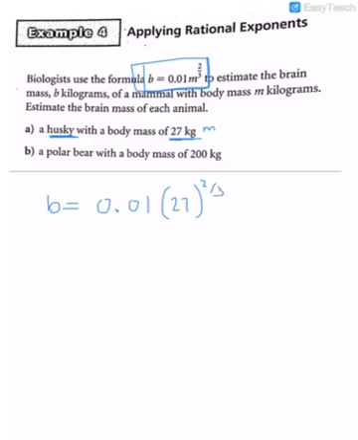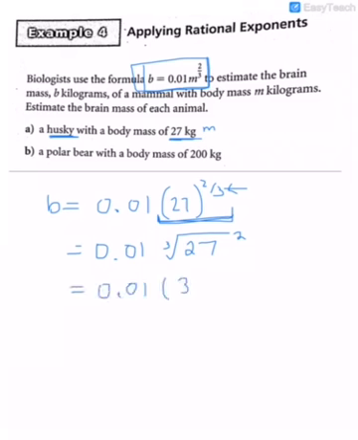Let's start by dealing, according to BEDMAS, with the exponent. So we're going to start with this part. So 27 to the power of 2/3 is actually the cube root of 27 squared. Again, the 3 is the index. Now I also know that the cube root of 27 is 3. So really what we have here is 3 squared, and 3 squared is 9. So we have 0.01 times 9, which is 0.09. So 0.09 kilograms is the weight of the husky's brain, since it weighs 27 kilograms.